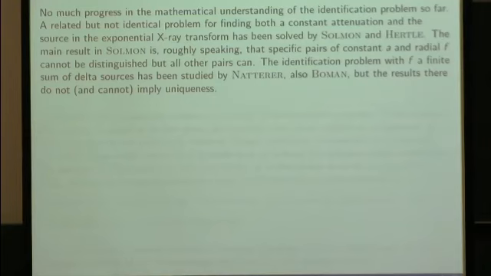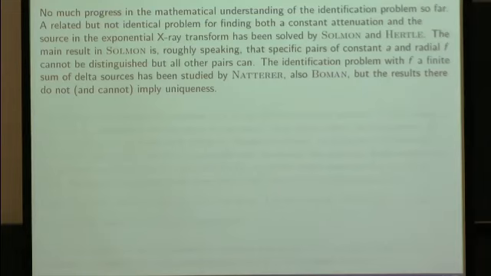And this problem was studied by Solomon and Hartley, and basically the result is that there's some non-uniqueness. Radial f, and again a is constant, really. But this is not exactly the same problem. I don't want to go into details, but it's formulated in a slightly different way. The attenuation is 0, somewhere here is positive and actually negative there. So it's a little bit different problem, but it's related.